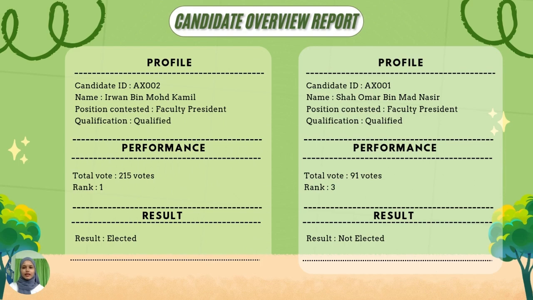Lastly, for the candidate, we generate a candidate report. It provides candidate ID, candidate name, position contested, qualification, final vote count, and election outcome. Here, we use composition. Each candidate report object is composed of multiple sub-objects like candidate profile, candidate performance, and result. These components cannot exist independently. You cannot have a result or rank without a candidate report. It doesn't make sense on its own.